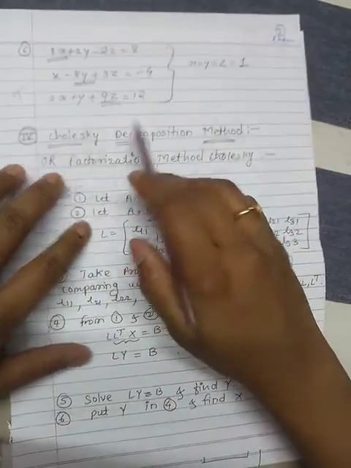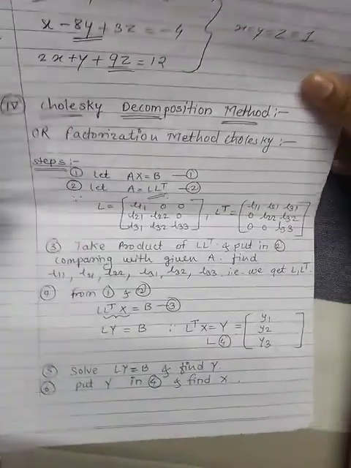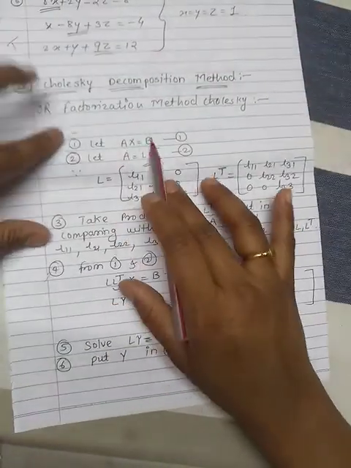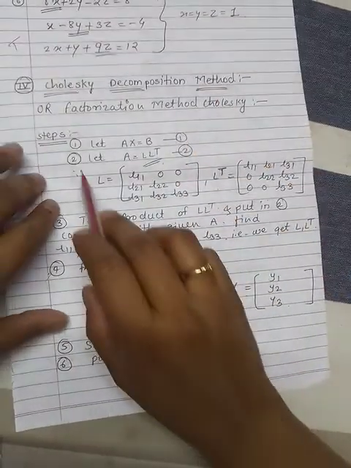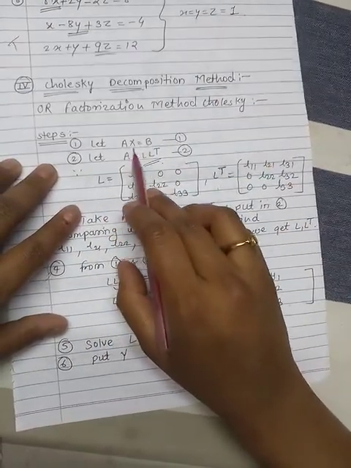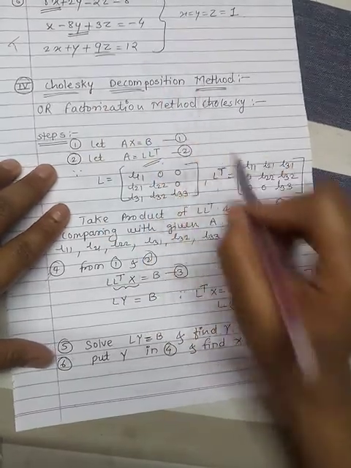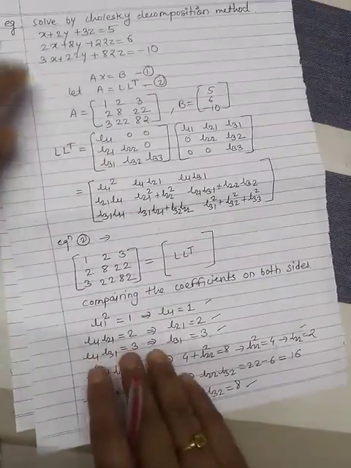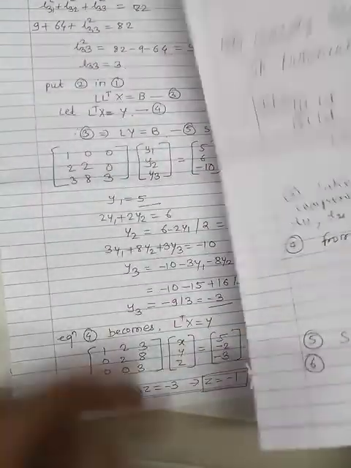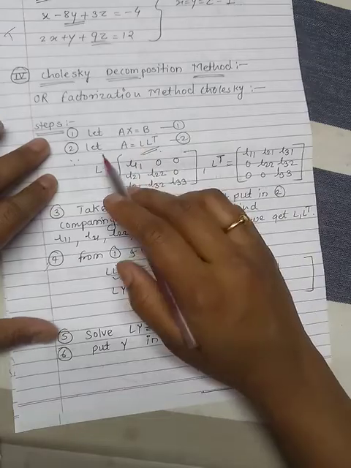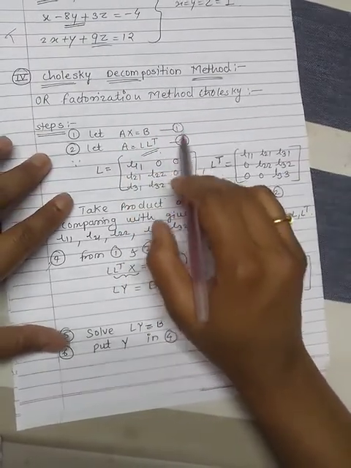Let us see the next method, that is the Cholesky decomposition method. The steps for the Cholesky decomposition method are: first, let us consider Ax equal to b. In the Cholesky decomposition method, we are given equations in x, y, z. So the first step is to write the given equations in the matrix form as Ax equal to b. This is your first equation.